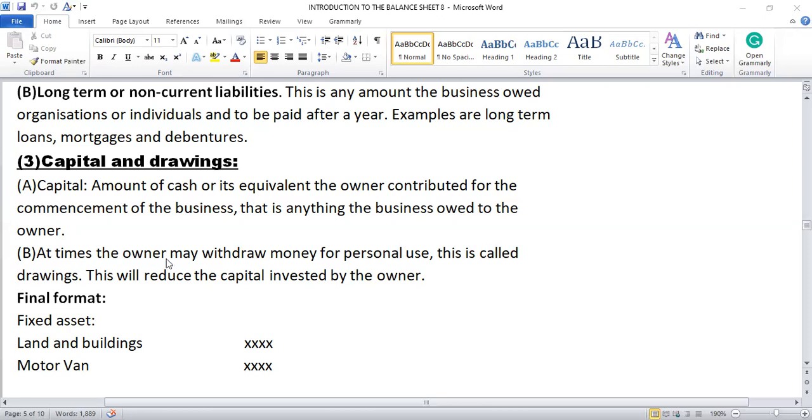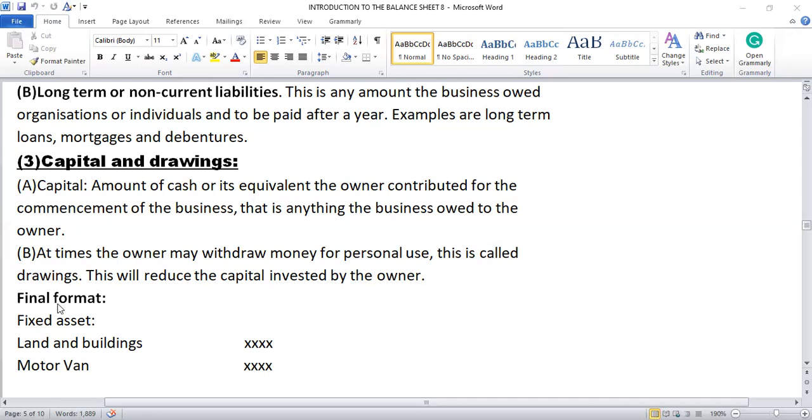B, at times the owner may withdraw money for personal use. This is called drawings. This will reduce the capital invested by the owner. So when the owner withdraws any amount of money for his or her personal use, we call it drawings, and it reduces the amount that he or she has contributed to commence and to run the business.